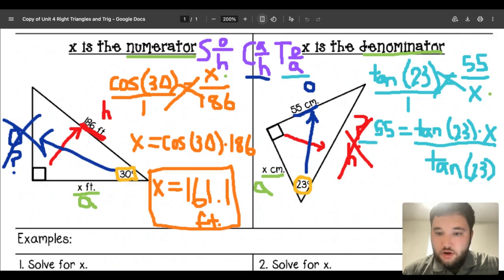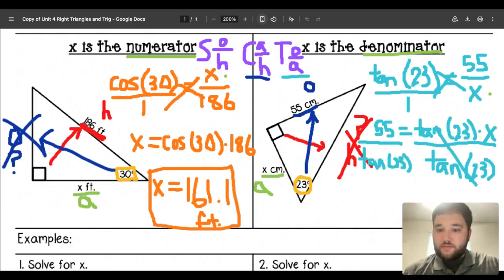Please excuse my slow writing. And now look what happens. On the right side, if you divide tan of 23 by tan of 23, that's going to cancel out and give you x on this side. And then over on the left side, look what you get. 55 divided by tan of 23. Guess what? That's where we can use our calculator.